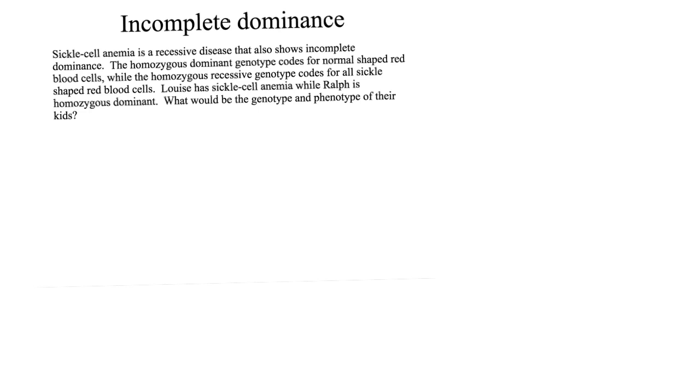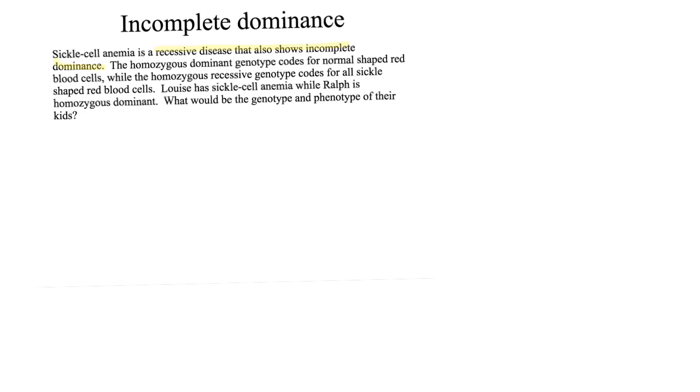Let's read this question. It says sickle cell anemia is a recessive disease that shows incomplete dominance. Okay, so that's really important. It's a recessive disease that shows incomplete dominance. The homozygous dominant genotype codes for normal-shaped red blood cells, while the homozygous recessive genotype codes for all sickle-shaped red blood cells. Louise has sickle cell anemia, while Ralph is homozygous dominant. What would be the genotype and phenotype of their kids?